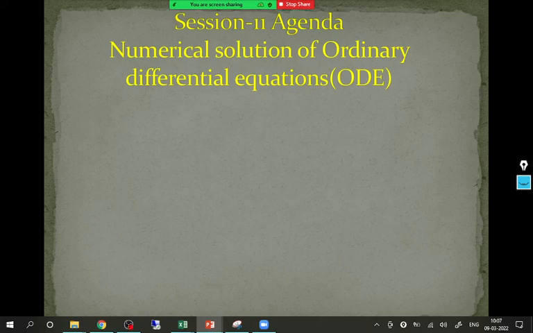Okay, session number 11, the last article from numerical method, that is numerical solution of ordinary differential equation. Anyone knows what is ordinary differential equation? Is there anyone who knows what is ODE? Ordinary differential equation is the equation where an ordinary differential coefficient exists, like dy by dx. And there's another, which is PDE. So we'll come to the detail in that.